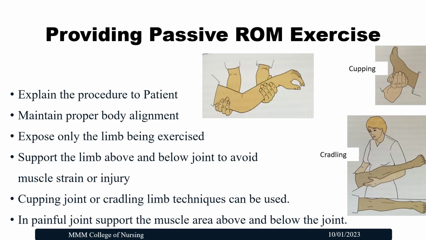Now we can see how to provide the passive range of motion exercise. Explain the procedure to patient, maintain proper body alignment, expose only the limb being exercised, support the limb above and below the joint to avoid muscle strain or injury. Cupping joint or cradling limb technique can be used.